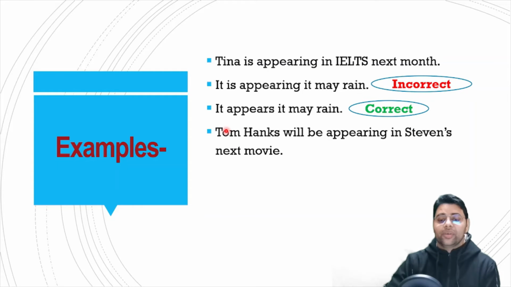Tom Hanks will be appearing in Steven's next movie. So here like Tom will be performing. So in this sense also the verb is progressive and can be expressed in continuous tense. So the sentence is correct.